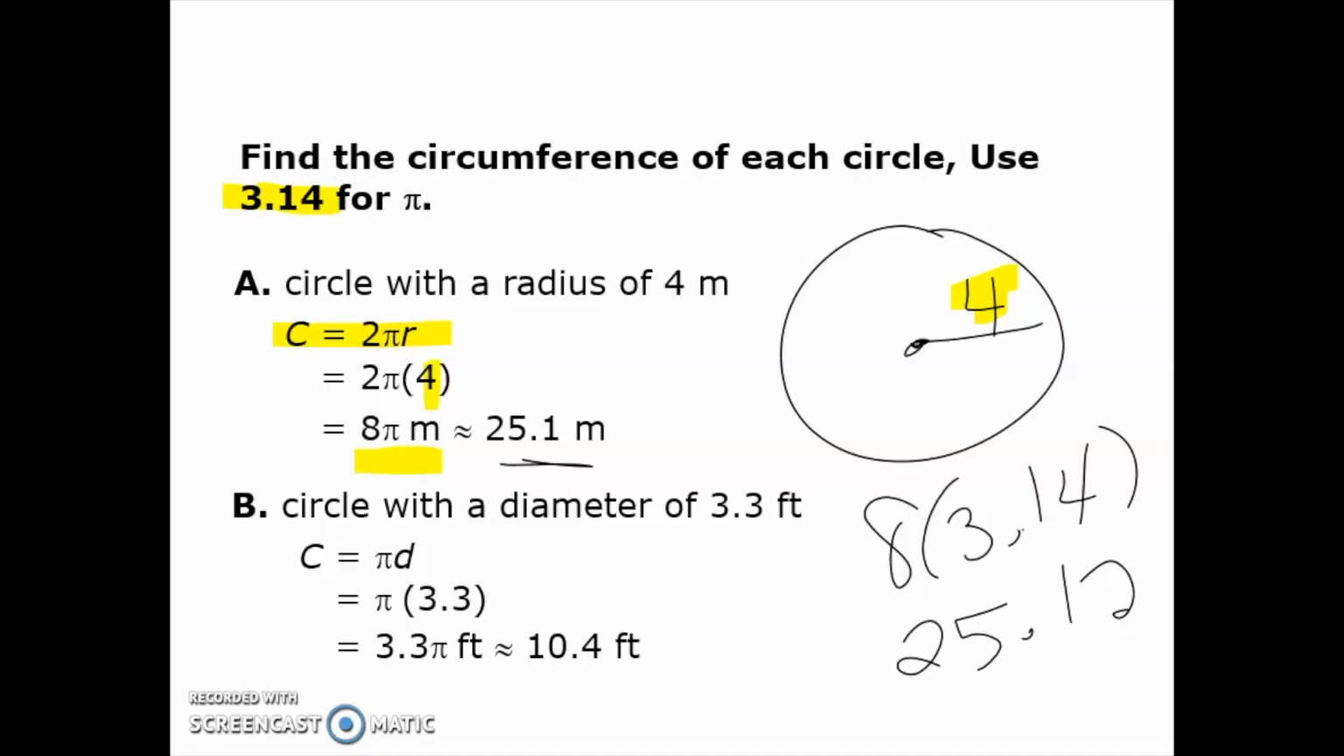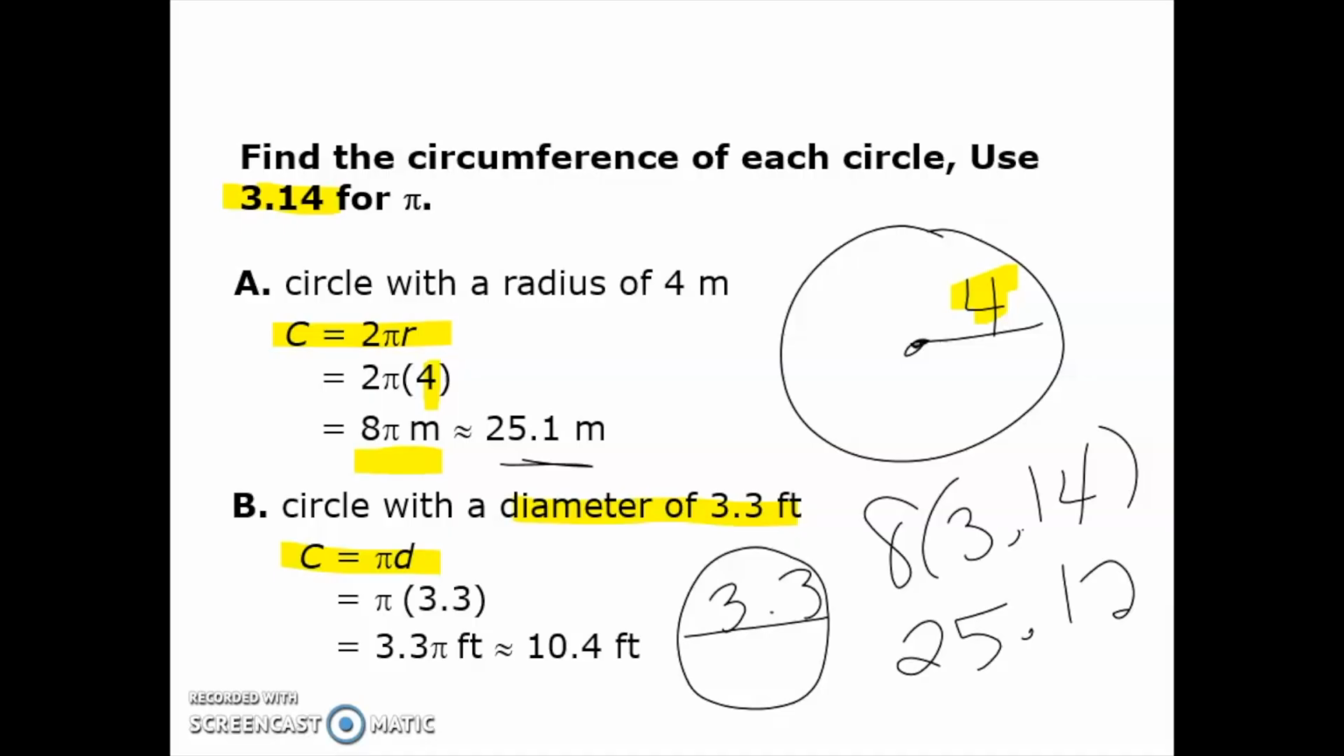Now in our second example, we're going to see that instead of being given the radius, this time we were given the diameter. So this would be a circle. I'll draw myself a little picture where the diameter going all the way across is 3.3. So I could use the other form of the formula, circumference equals pi times diameter. And I would just be multiplying pi times 3.3 to get my circumference.